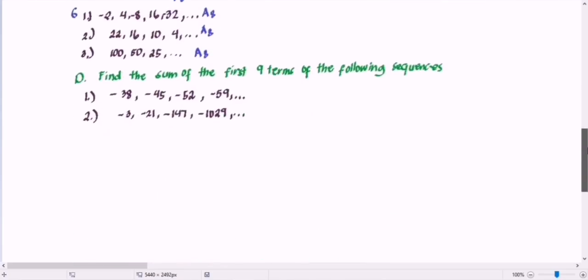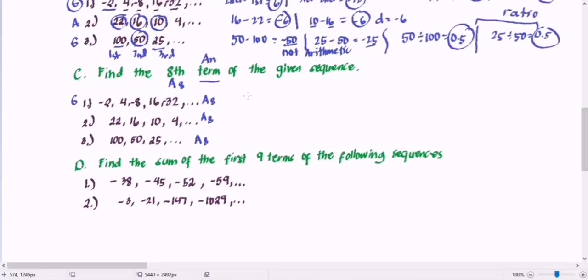Sulat natin yan dito. So, dito, lagyan natin a sub n is equal to a sub 1 times r raised to n minus 1. So, yan yung formula para makuha yung pang 8th term. So, palitan na natin yung n ng 8. So, ang gagawin nyo lang ay ganito, a sub 8. Yung a sub n, yung n gagawin yung 8 kasi pang 8th term nga, equals a sub 1, meaning the first term. The first term here is negative 2. So, copy nyo yung negative 2.